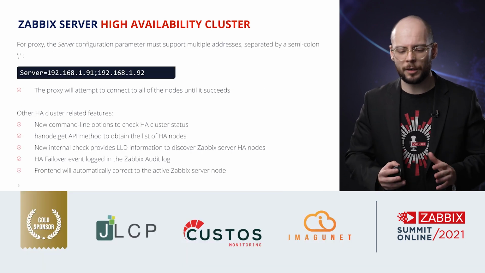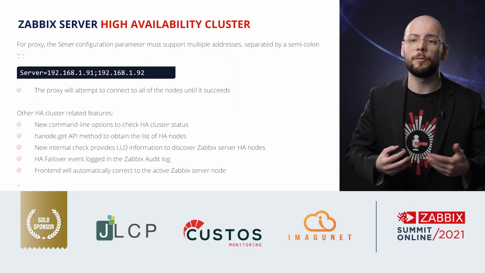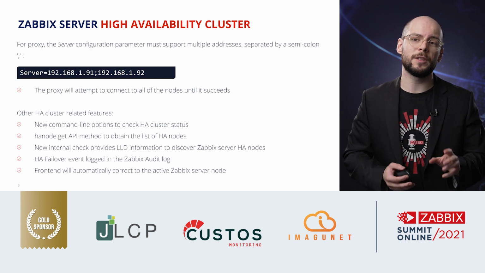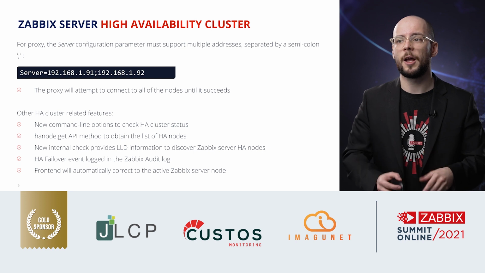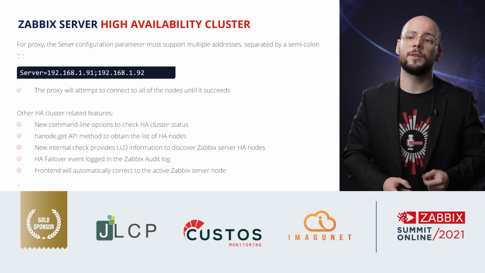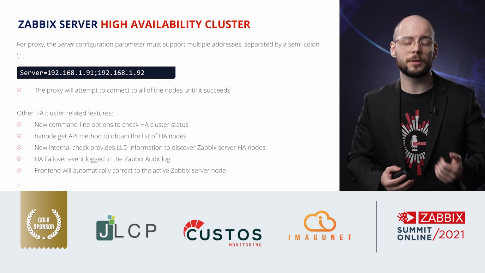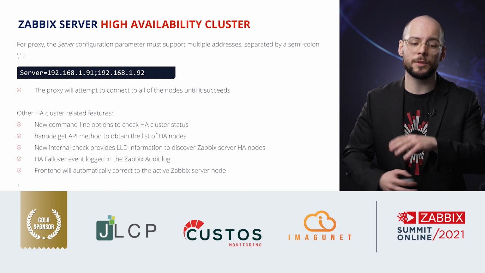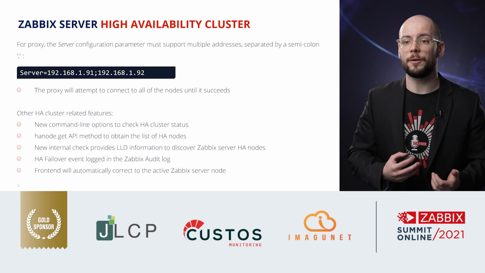For our proxies, how will they behave when we have 5 nodes running? How will they know which node to connect to? They will actually attempt to connect to all of the nodes listed in the server parameters. So now the server parameter supports multiple addresses on the proxy, separated by a semicolon, as you can see in the example. So the proxy will attempt connecting to each of these nodes. Once it succeeds, it will stick with the currently active node.